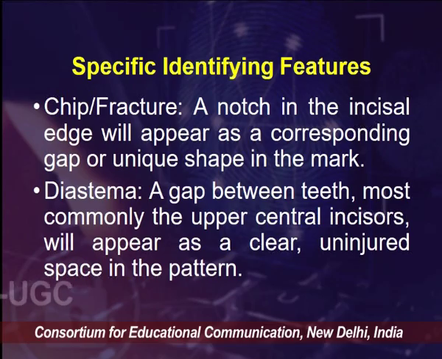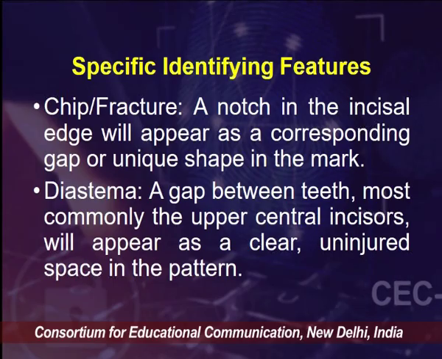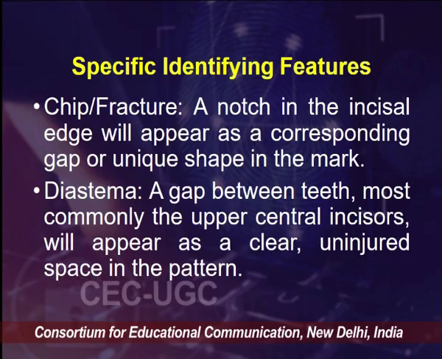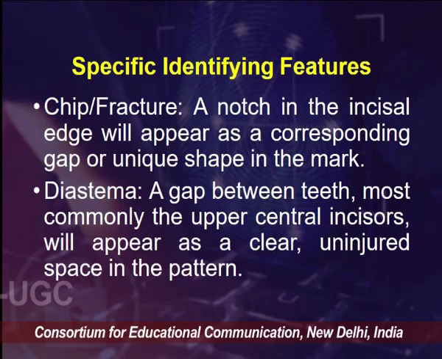This gap we call the diastema, and this usually occurs in the upper central incisors. The upper central incisors are the front two teeth and will appear as a clear uninjured space in the pattern. Sometimes we identify a person as having two central incisors which are both coming outward, and then we call it a rabbit tooth. If that tooth is present, it will have more impact on the front two marks being inflicted, and they could be deeper.